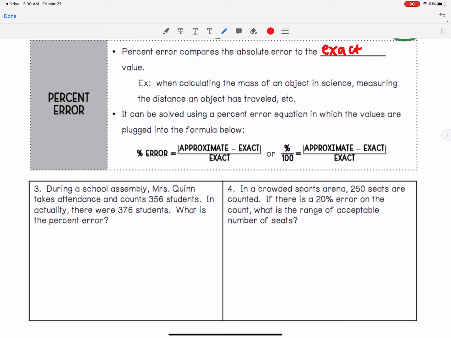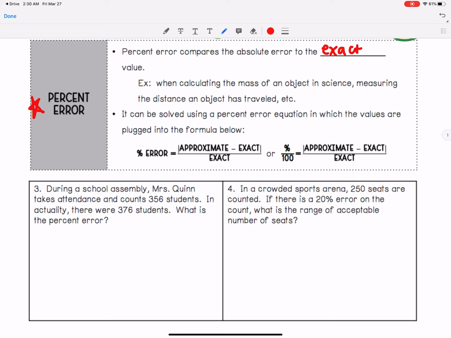So here's an example when you're calculating the mass of an object in science. I know that you guys are in a science class, you probably calculate the mass of an object, measure the distance an object has traveled, etc. So there's many times that you will be finding percent error. And to most people, this is a topic that is totally new. You haven't heard of it before. So that's what we're going to go over.